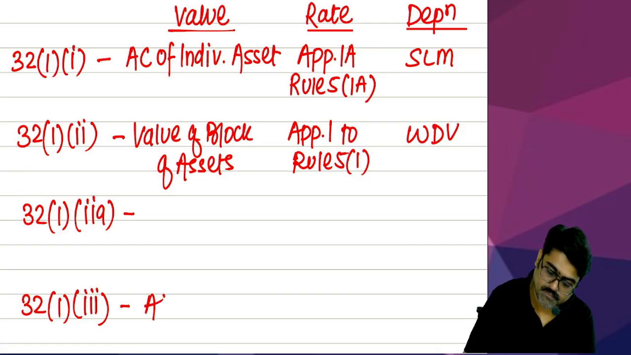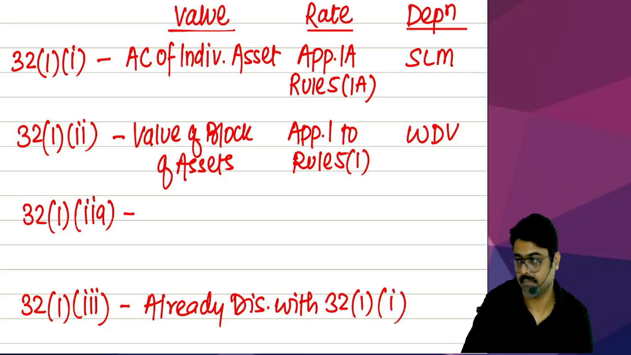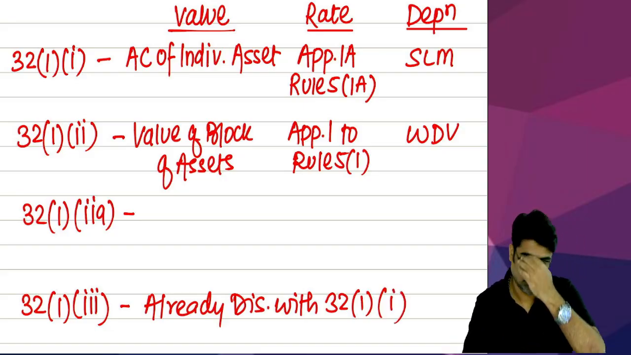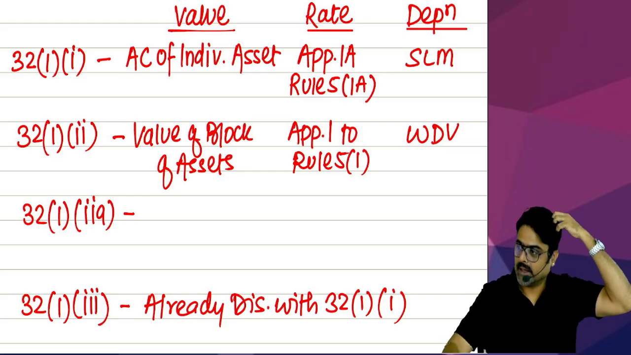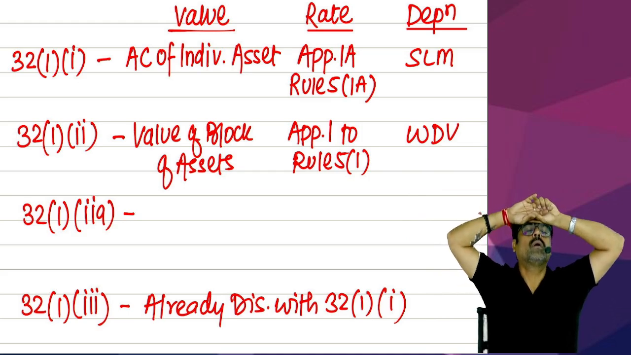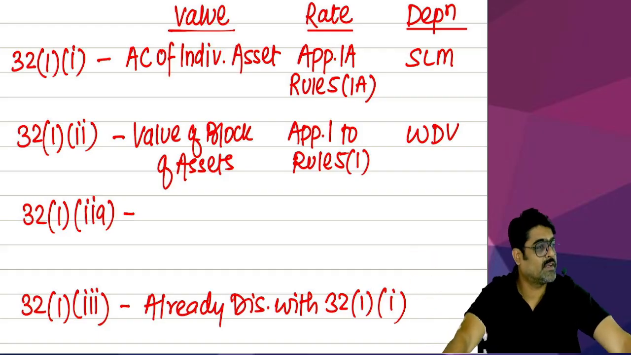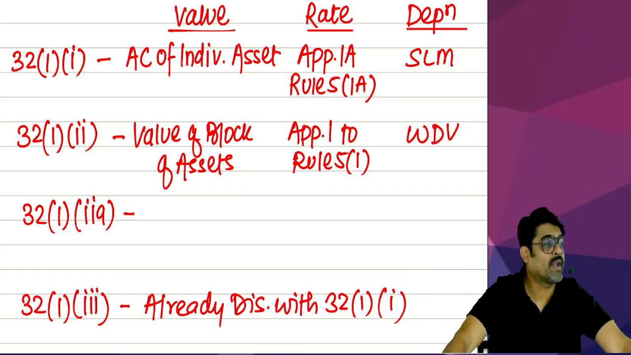Terminal depreciation, already discussed with 32 subsection 1 clause 1. Now my first question is, before telling you about additional depreciation, you are in the business of power generation, power distribution, etc. So you are an assessee engaged in which business? Is it compulsory for you to claim depreciation under 32(1)(i)? Or you can claim the depreciation under 32(1)(ii) also.